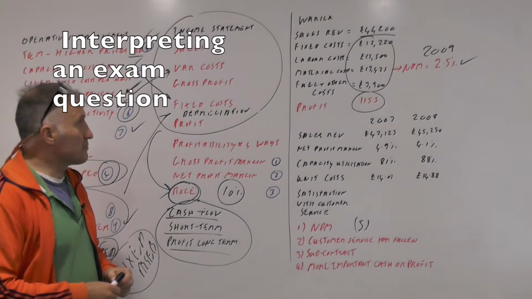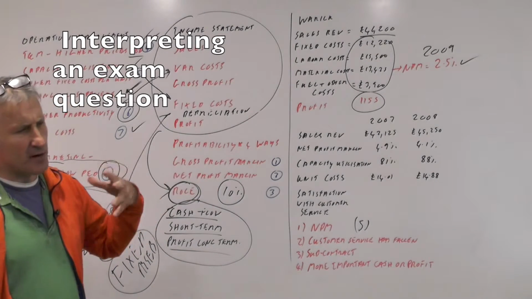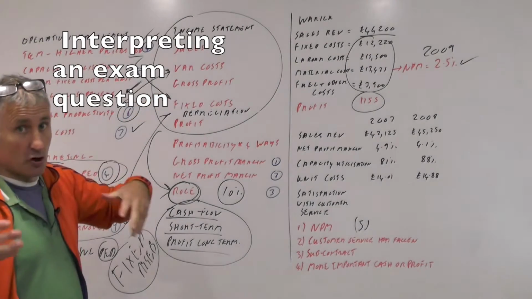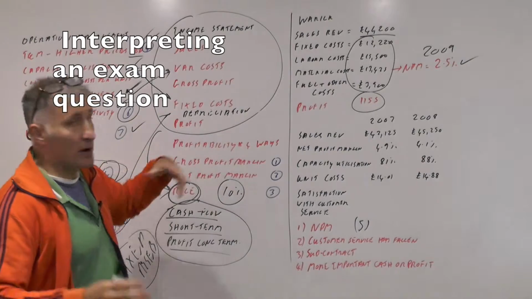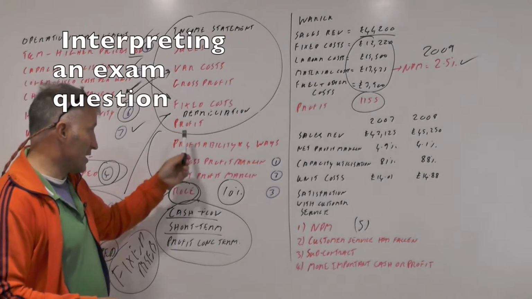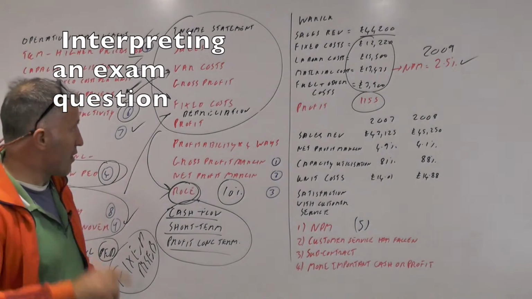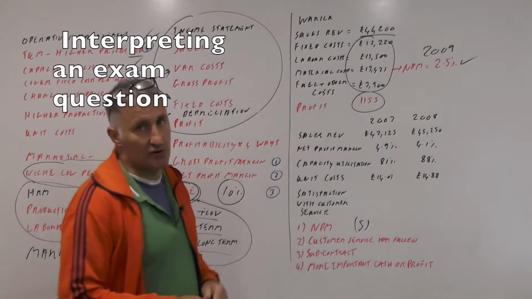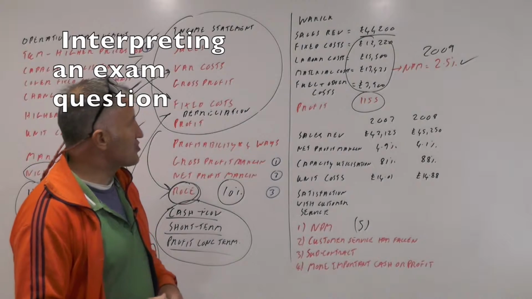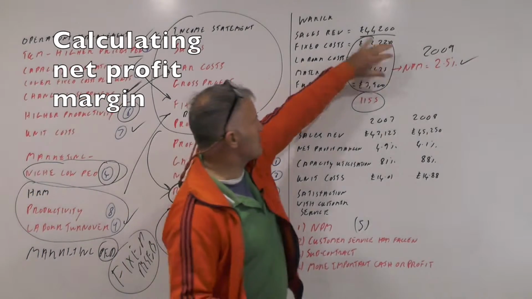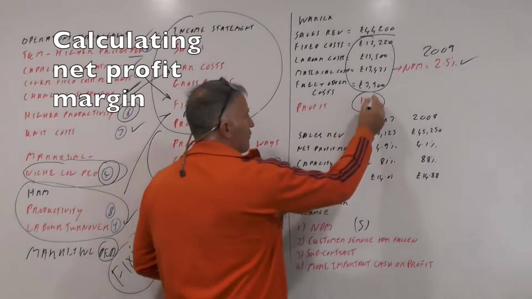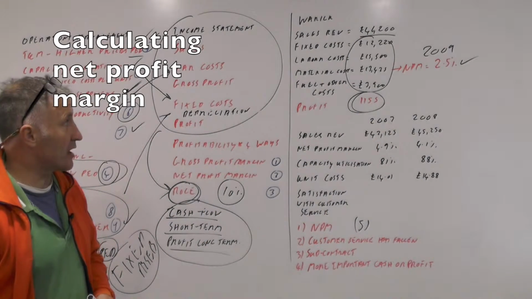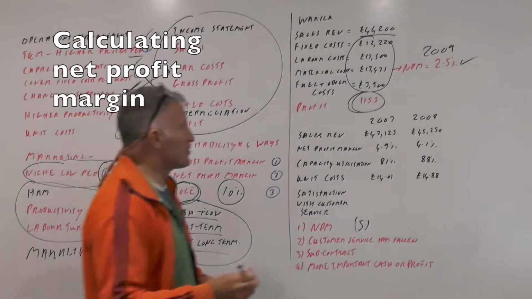But then students will always say to me, "But sir, you always told me it was sales minus variable cost is equal to gross profit minus your fixed cost is equal to the profit." Yes, I did. However, they just haven't put the gross profit on here, and they split up the cost into different sections. But basically, you would add up all those figures, subtract it from that, and we would get 1,155. We then divide that by the sales revenue figure, and that will come out as 2.5%.